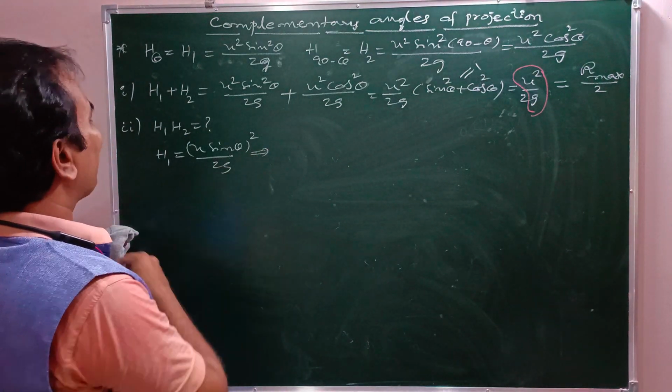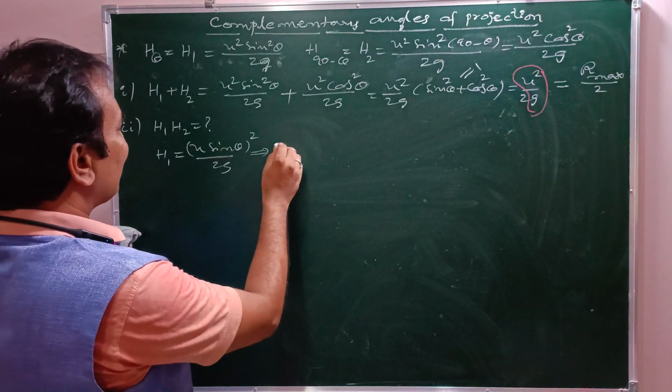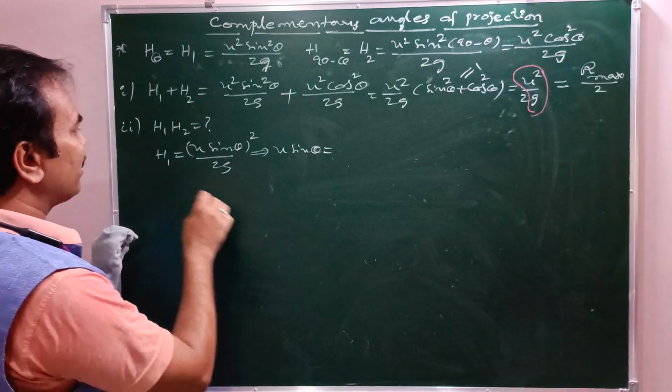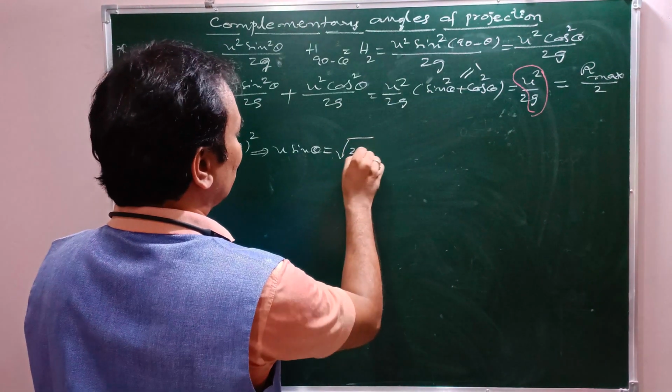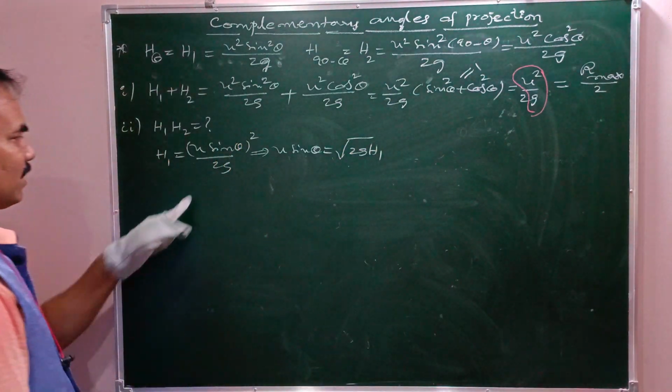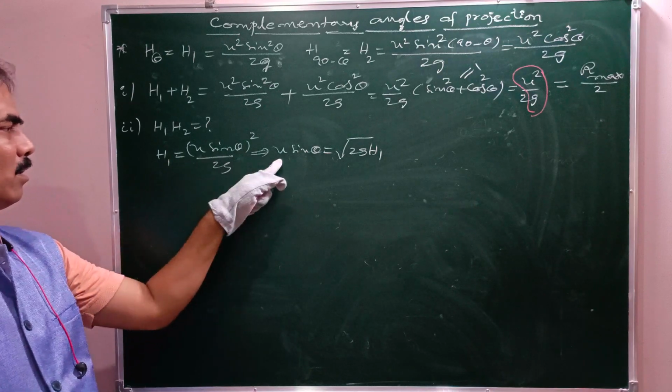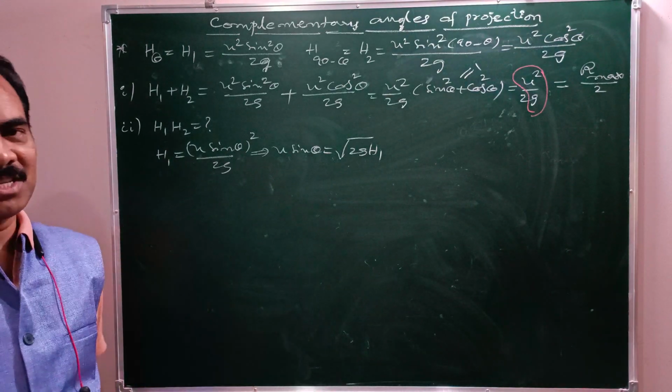This implies u sin theta can be written as root over 2g h1. Similarly, make (u sin theta) whole square the subject, that is 2g h1. That is, u sin theta equals root over 2g h1.